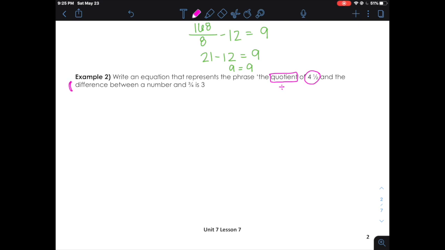So when I see the difference, this is going to tell me parentheses. Difference is a keyword, and that's telling me that I'm subtracting. What am I going to be subtracting? A number, and then 3/4. And then is 3 means equals 3.